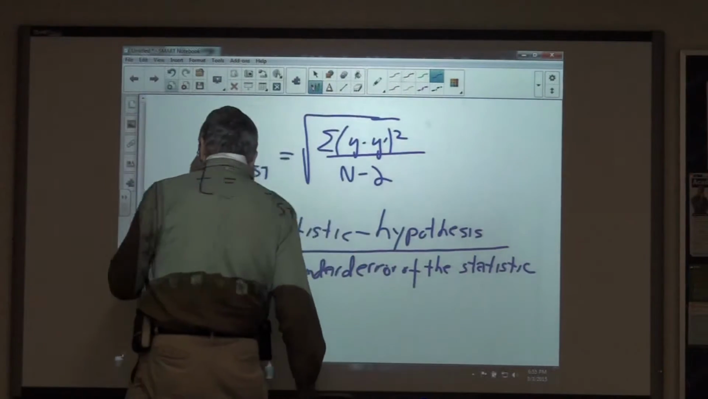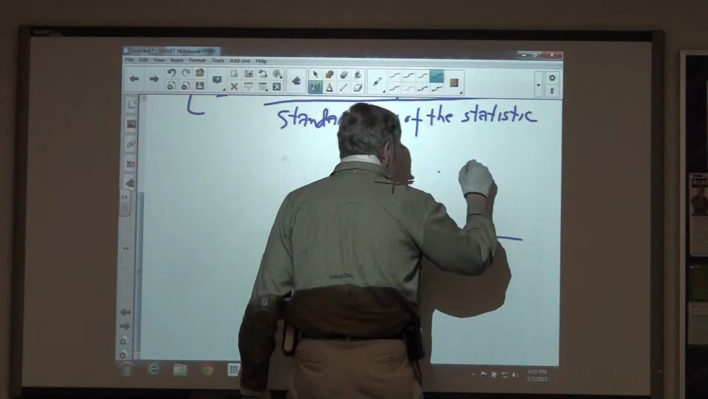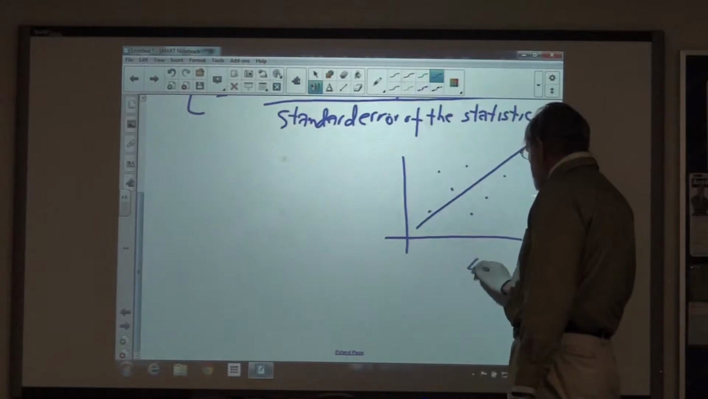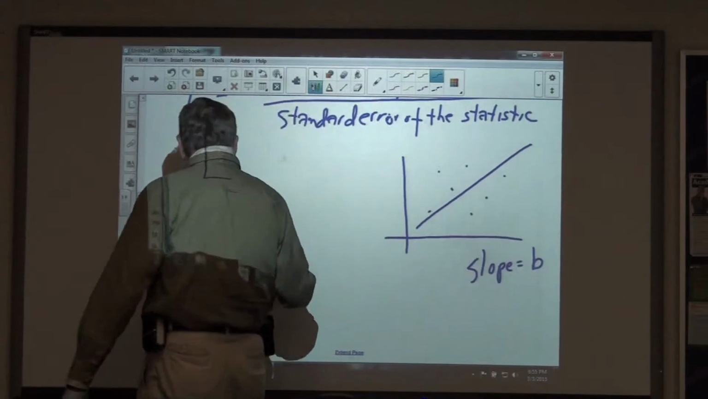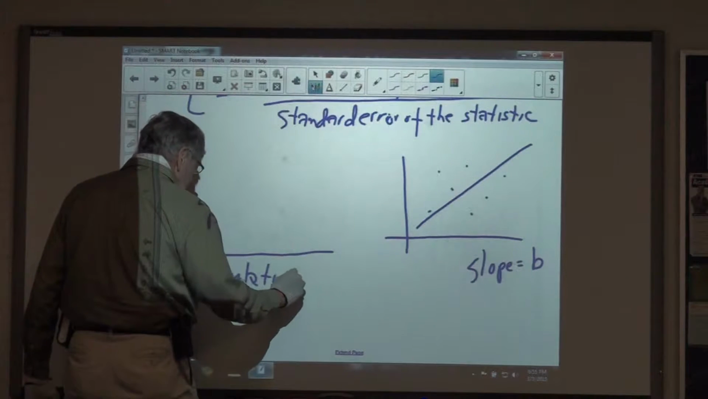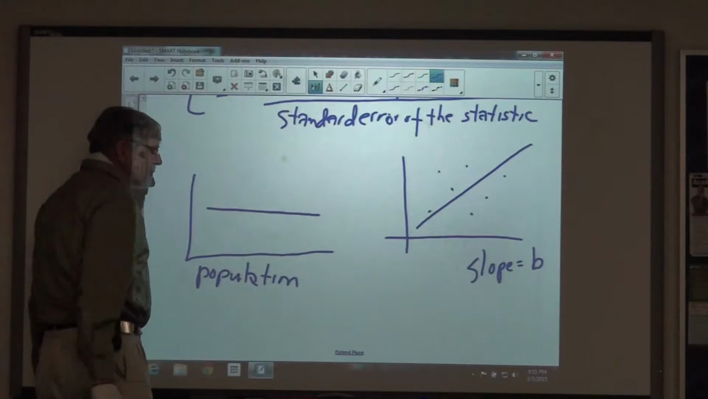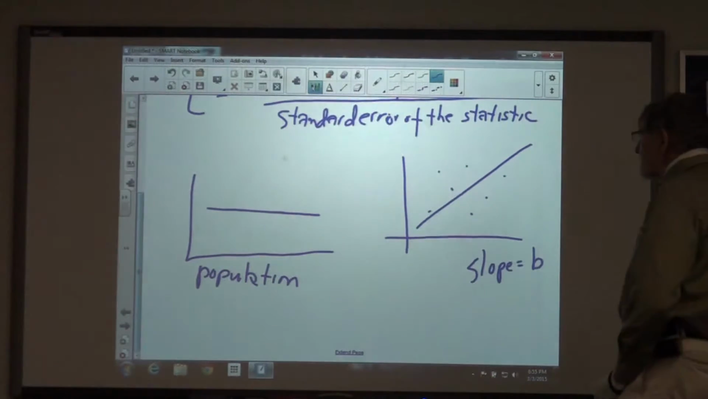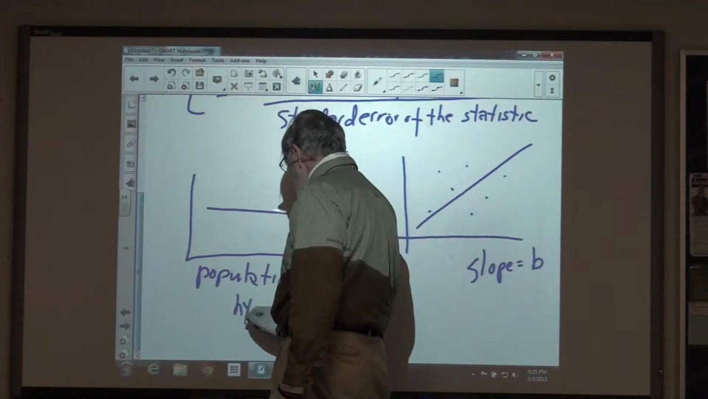Now, if we are looking at the slope of a regression line, and in our data it does have a certain slope, slope equals b, right? If we want to put that back into the population, we can only assume that in the population there's no correlation, which means that the regression line is flat, agreed? It has no slope. So our hypothesis is 0.